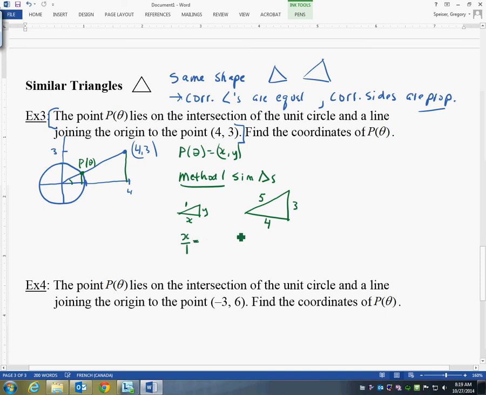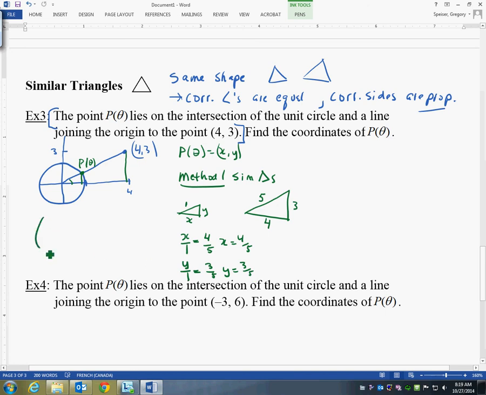Now what we need to do is pick the corresponding sides and make that same ratio. x over 1 is equal to 4 over 5. Boom, done, right? So therefore x is equal to 4/5. Can we do a similar one with y? Now don't pick y over x because that's not helpful. Why don't we pick y over 1? So y over 1 is equal to 3 over 5. So boom, we're done. y is equal to 3 over 5.